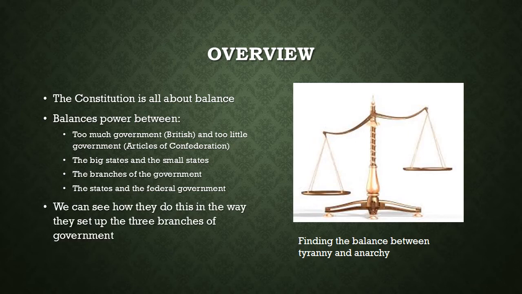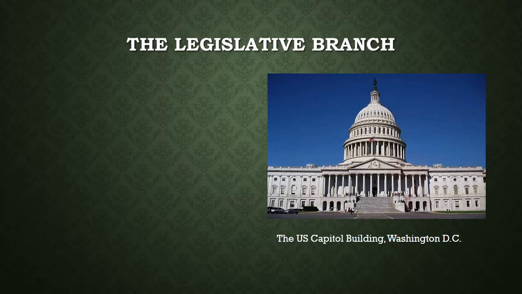So to look at how they find balance between all of these different things, we're going to look at the 3 branches of government and how they interact with each other, and also at the Bill of Rights. Let's get started with the legislative branch.